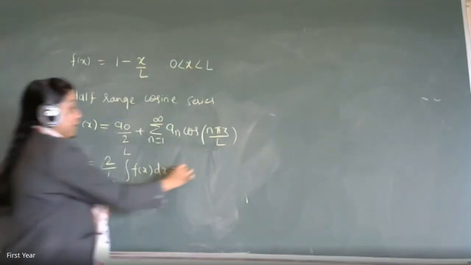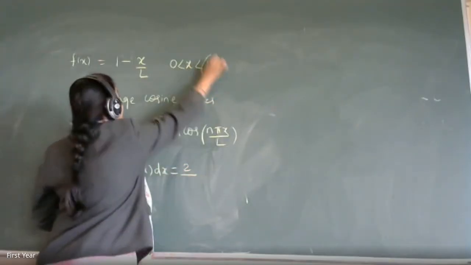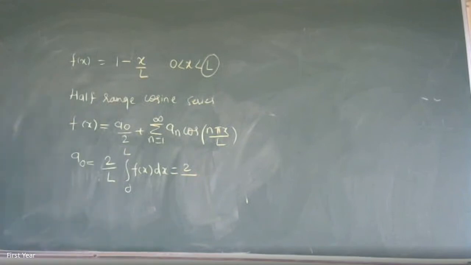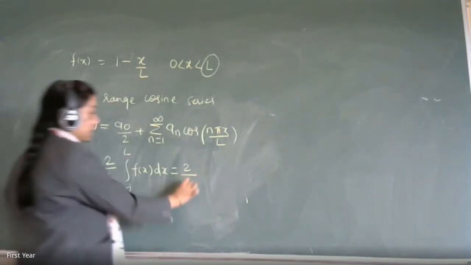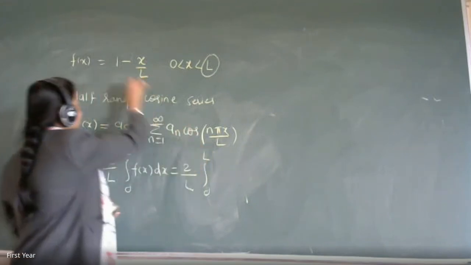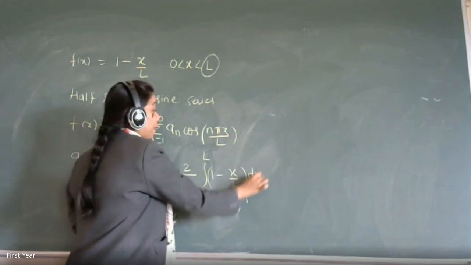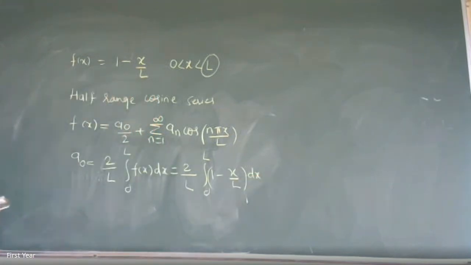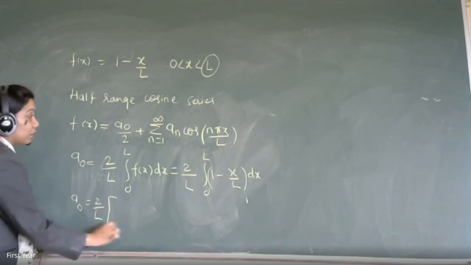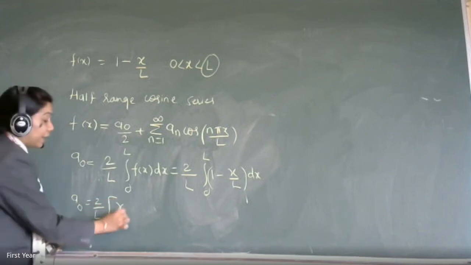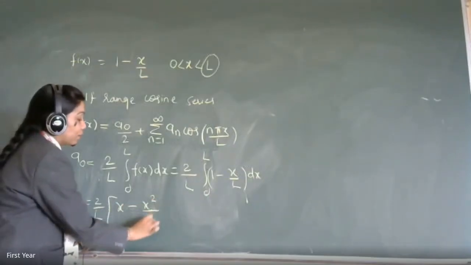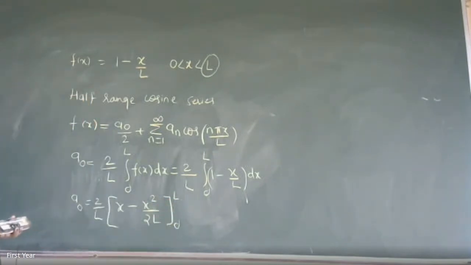So what is that? 2 upon L. Look here, n is directly L. So 2 by L as it is, integration 0 to L as it is. What's the definition? 1 minus x by L dx. Do that integration for a naught. So it is 2 by L. What is the integration of 1? x. What's the integration of x? x square by 2. Substitute the limits and get the answer.